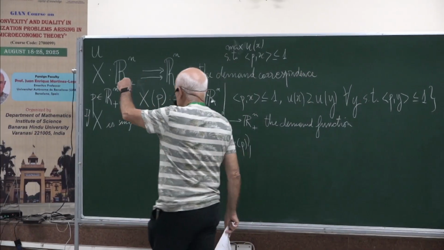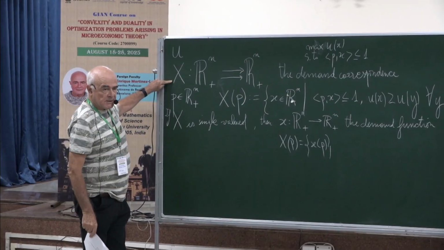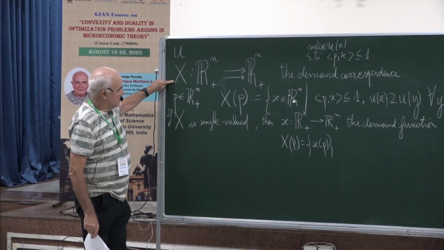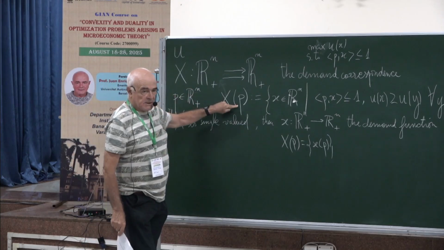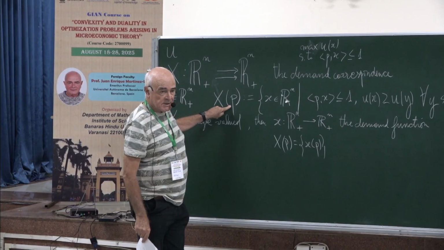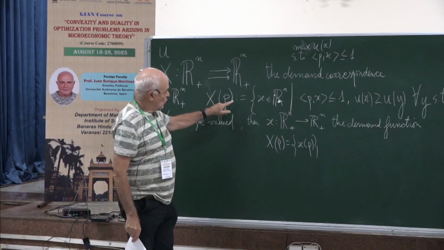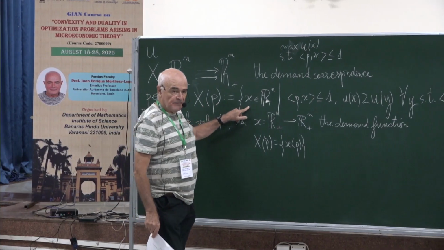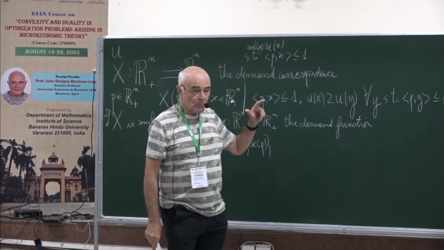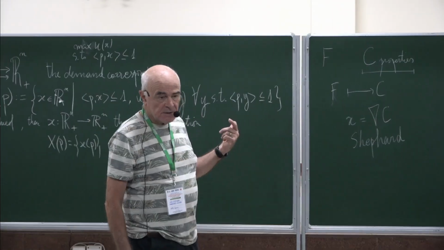Frequencies represented by U, and I introduce this X. This X is a set-valued mapping for which the arguments are prices. So to a given price vector, what do I assign? The set of consumption goods that you demand under these prices.